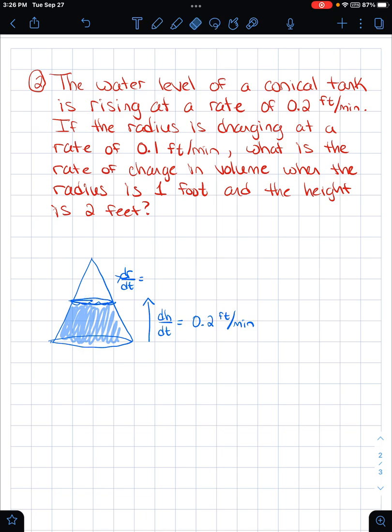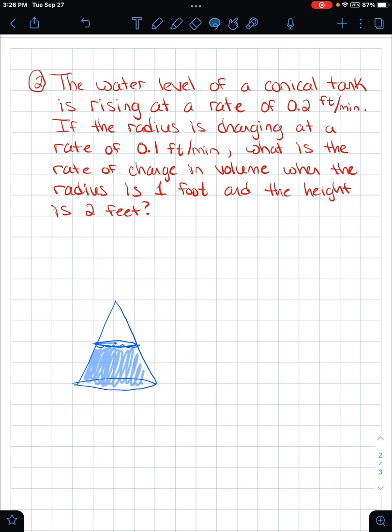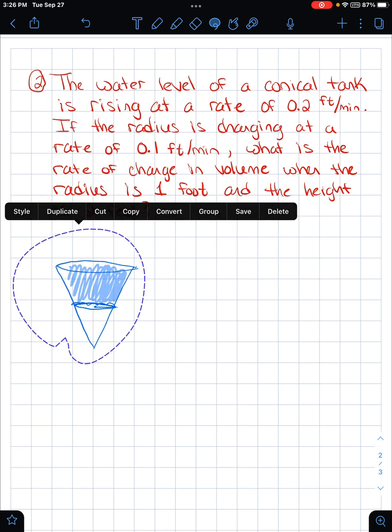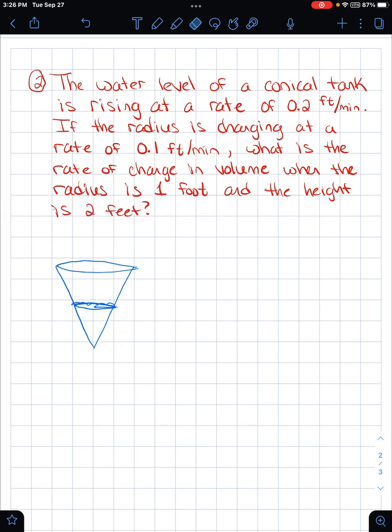Sorry. Let's make this more realistic, because the way I drew it, with the cone in this direction, the radius was actually getting smaller. So really what's happening is this tank is upside down, which means my water is at the bottom and filling up. It kind of makes more sense. It's easier to put water in there if it's in this shape. So the radius is increasing. So now it makes more sense. All right, let's try this again.